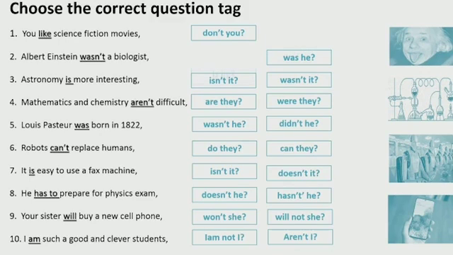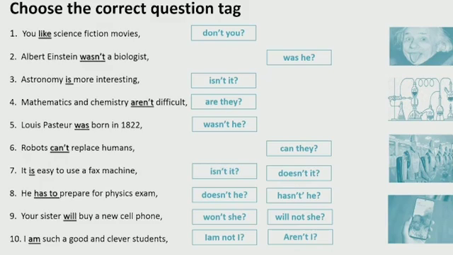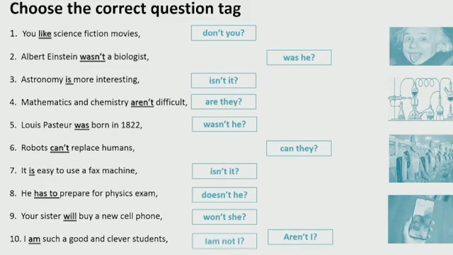Very good. The third one, it should be isn't it. Good. The fourth one should be are they. Good. And the fifth one should be wasn't he. Good. The sixth one should be can they. 7, isn't it. Good. Number 8 should be doesn't he. And number 9, won't she. Okay. And the last one, it should be aren't I, sorry.